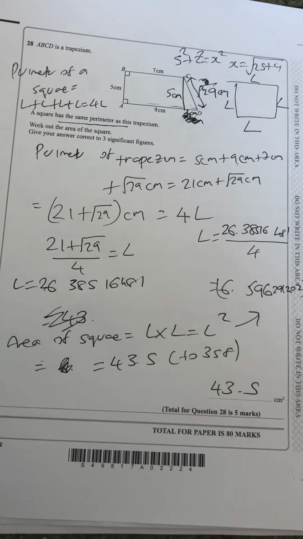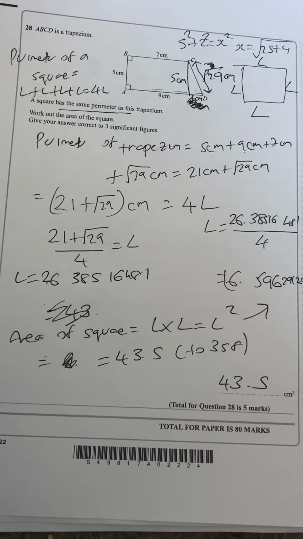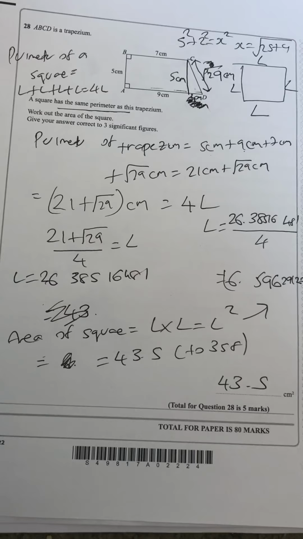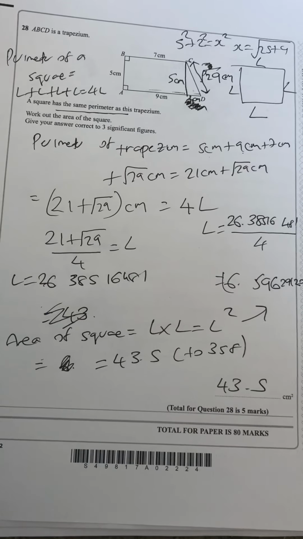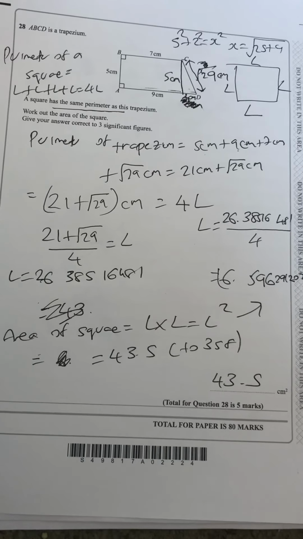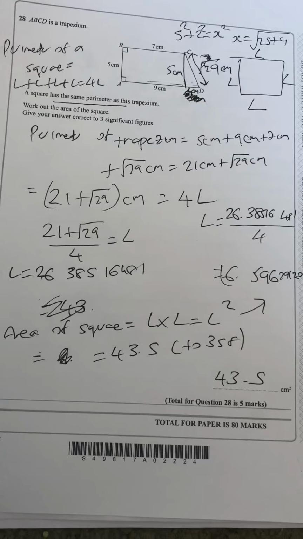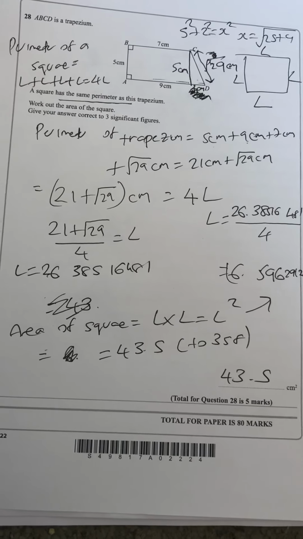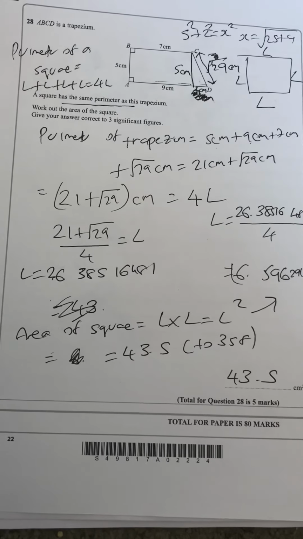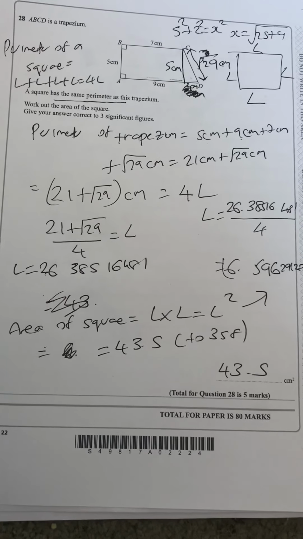Obviously the area of a square, guys, is length times length, so it's L squared. So it's 6.5659691202. Square that, and I get an answer of 43.5 to 3 significant figures. So that is my answer to question 28, guys.